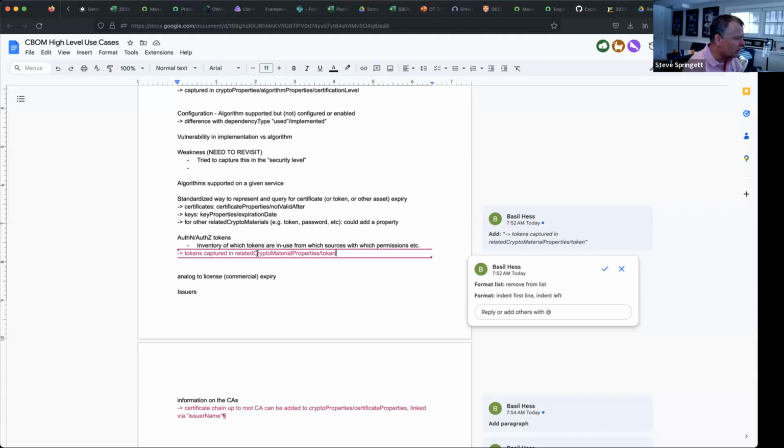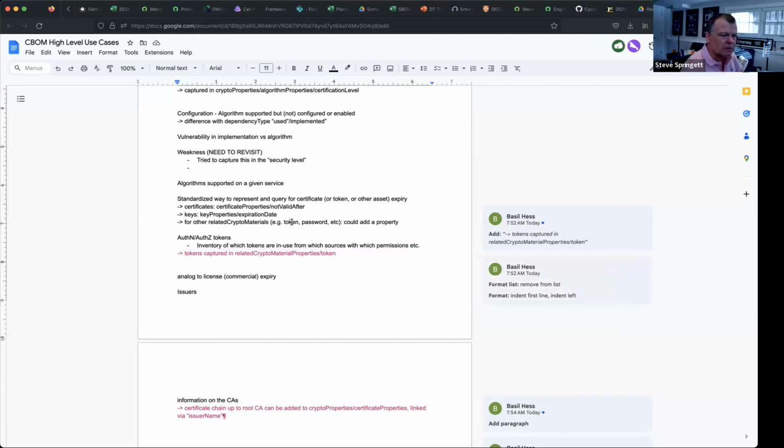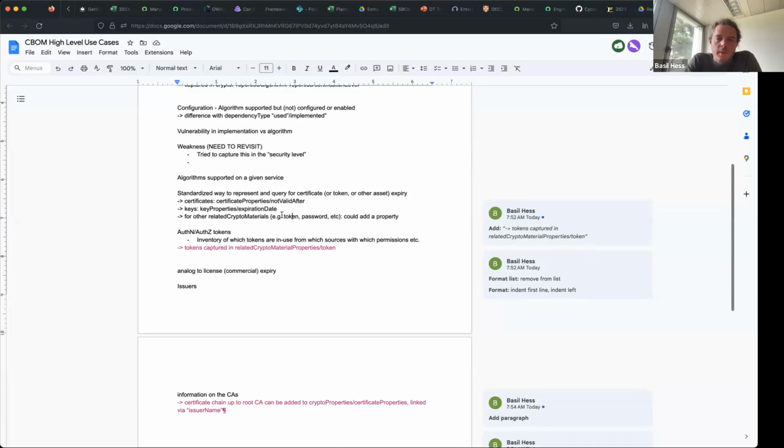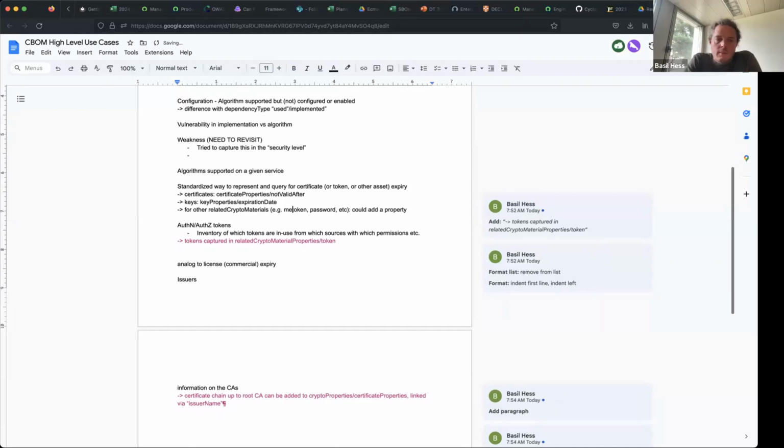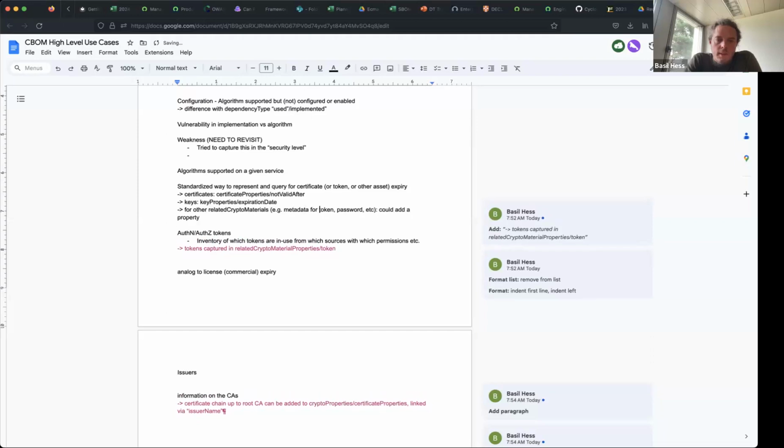Tokens captured in related crypto material. You said that wasn't the actual token value itself, right? Or the actual password value itself? No, I think we wouldn't capture the value itself. Right. Okay. In 1.5 we have a field there for value, just to have a more general field to add data, but it shouldn't be the actual value of the token. It should just be metadata you want to capture. But things like permissions, that would be something that could be added there.